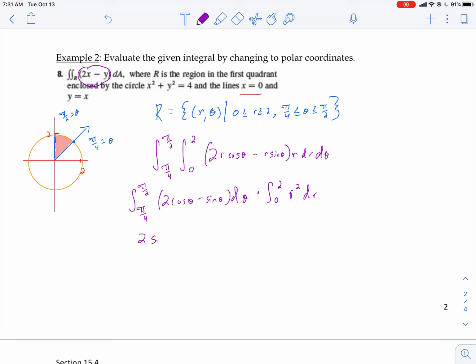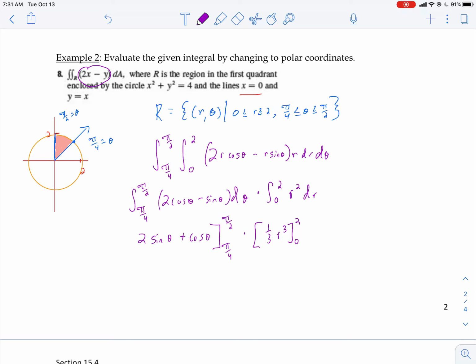So we're going to integrate 2 cosine theta. That's going to be 2 sine theta. Minus, or integrate a negative sine theta. If it's negative sine theta, it's going to turn into plus cosine theta. Going from pi over 4 to pi over 2. And then times, from 0 to 2, r squared is going to be 1/3 r cubed. All right, and then again, we're going to go ahead and substitute in.